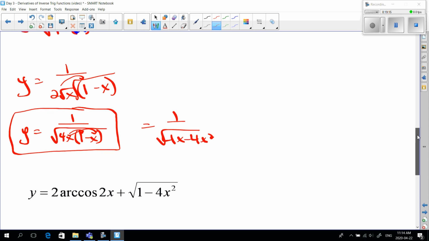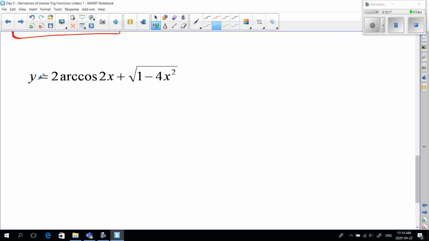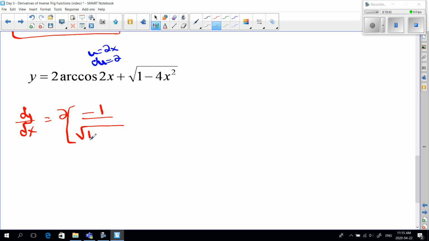Next example. 2 arc cos 2x. Now that constant 2 will stay here, and I will multiply that by the derivative of arc cos 2x. Keep in mind that your u value in this case would be 2x. The du is just a 2. For arc cos, the rule is -1 over the square root of 1 minus u squared.